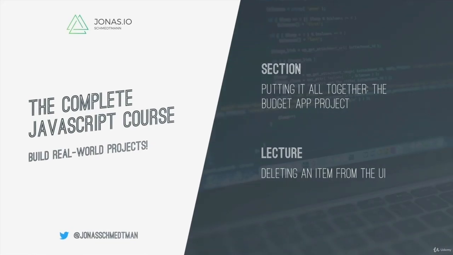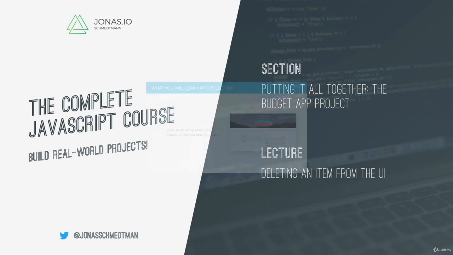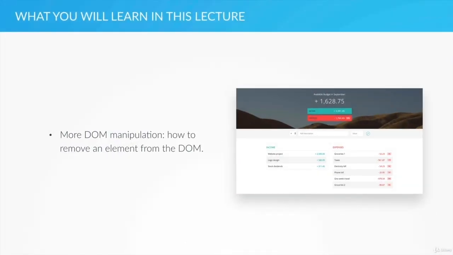This is the last lecture about removing an element from our application, and all we have left to do is to actually remove the item from the user interface. And so in this lecture, you're going to learn some more DOM manipulation, and more specifically, how to remove an element from the DOM.